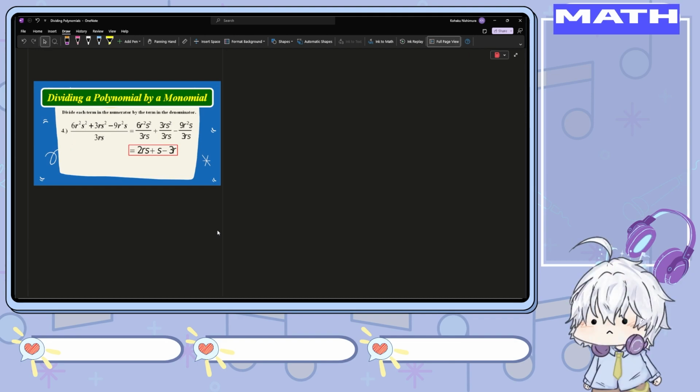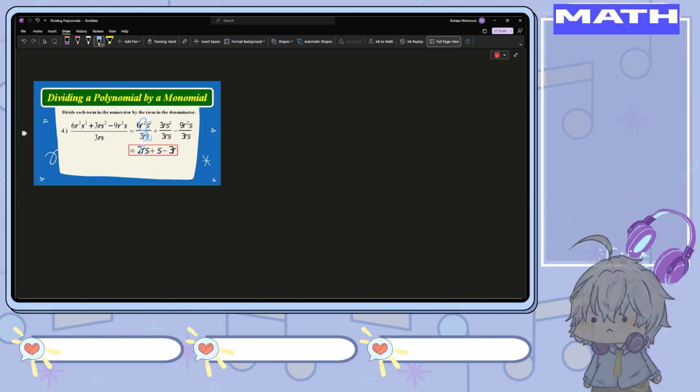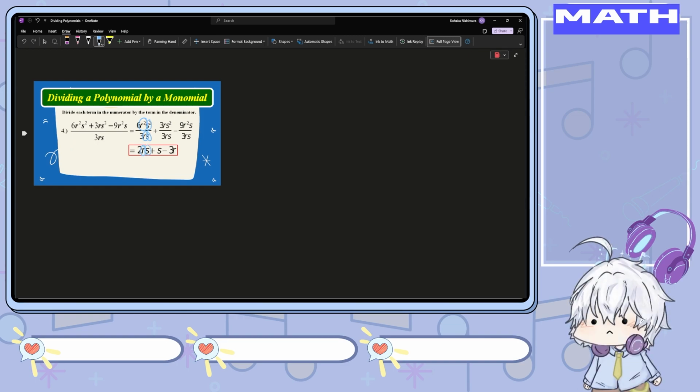But to elaborate on this, be careful of the ones that will be left. In this case, r squared divided by r is r, s squared divided by s is s. We can cancel out both 3r on this one, but we are left with s squared divided by s. That's why we have s. And 9 divided by 3 is 3. R squared divided by r is r. And s divided by s is equal to 1. So, to confirm, the final answer would look something like this.